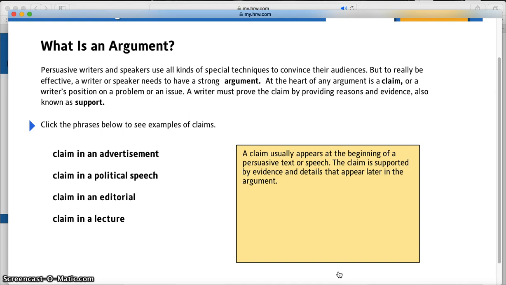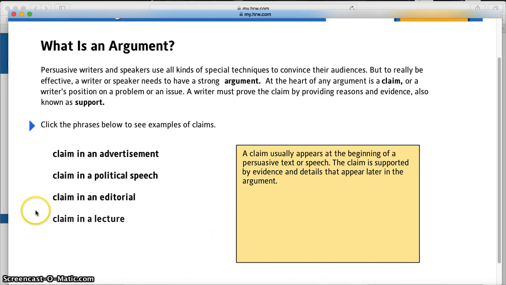A claim usually appears at the beginning of a persuasive text or speech. The claim is supported by evidence and details that appear later in the argument. So this concept of having a claim with reasons and evidence makes your writing, your speech, whatever you're doing with it, more effective. But it also is what makes it a big difference from your elementary days of reading and writing opinion pieces. We're now moving into argument pieces with claims, reasons, and evidence.